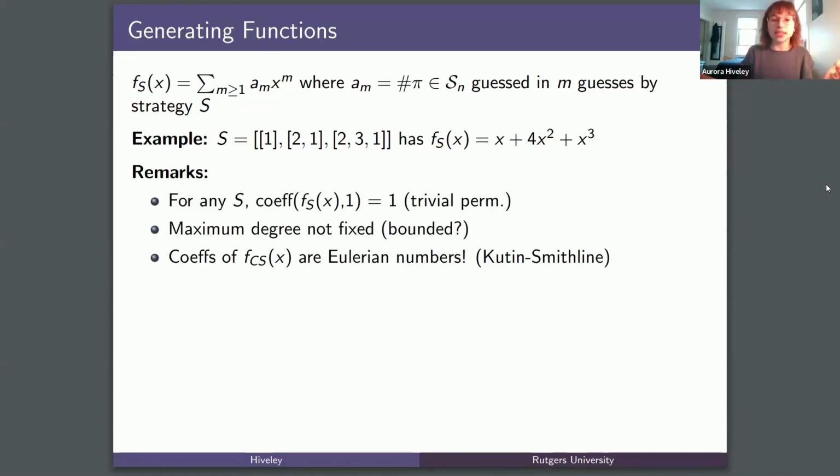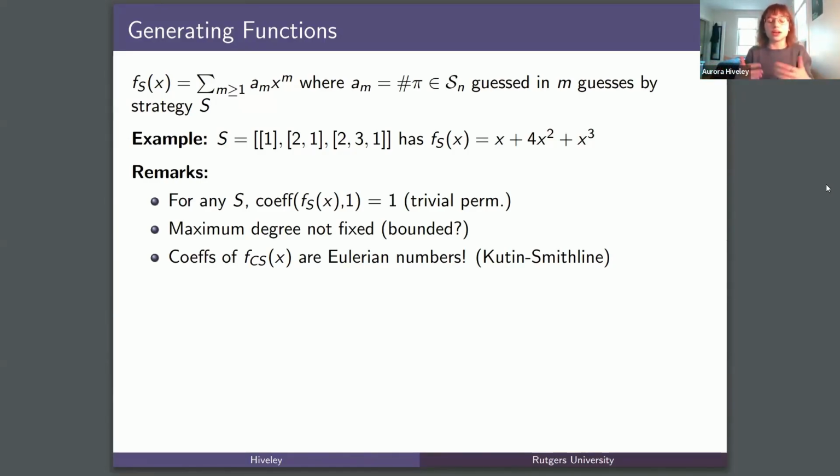As I said before, for any strategy, the coefficient of the linear term will be 1. Doesn't matter what it is. The only thing we can guess in one guess is our starting guess, which we're assuming is always the trivial permutation for uniformity. The maximum degree of these polynomials is not necessarily fixed. For example, there are some strategies whose components are derangements where the game never terminates. So technically, the number of guesses it takes to finish my game is infinitely many.